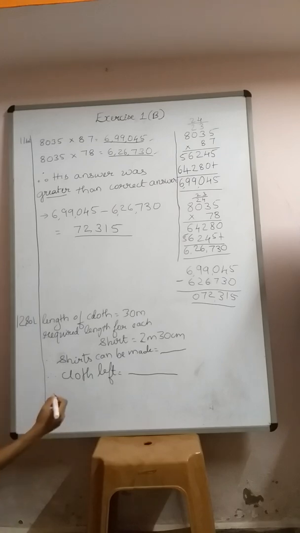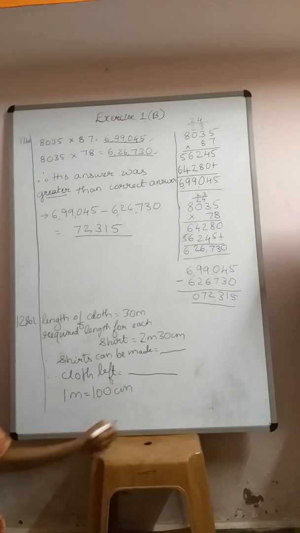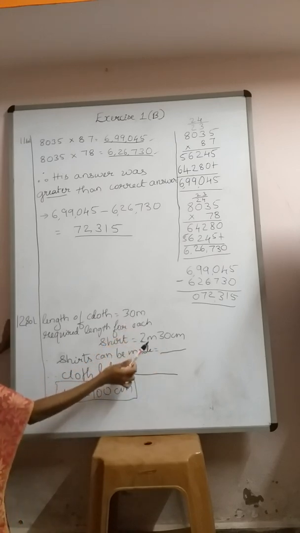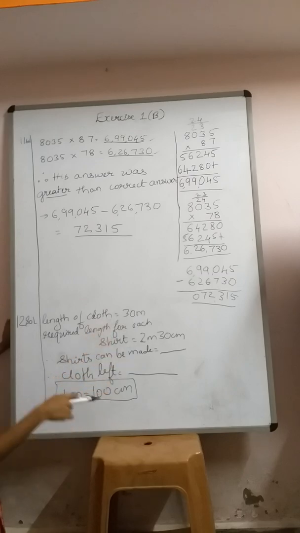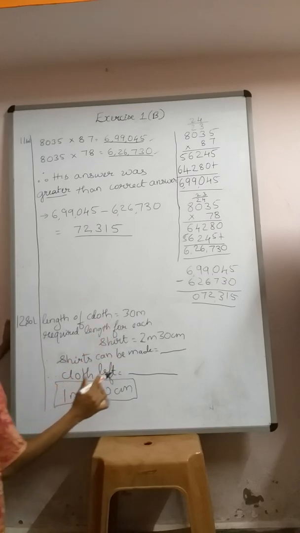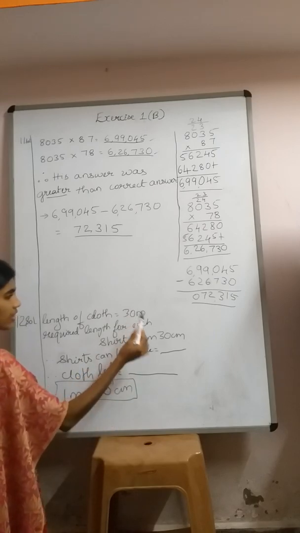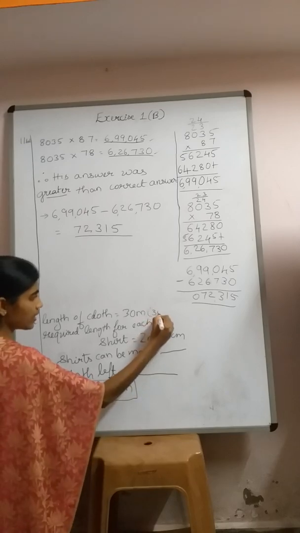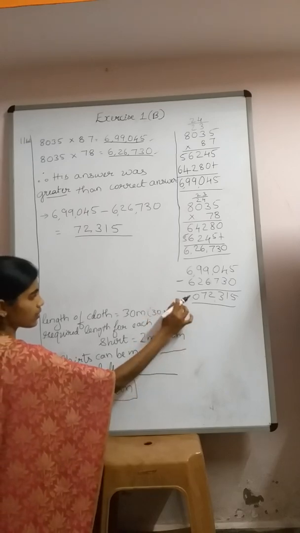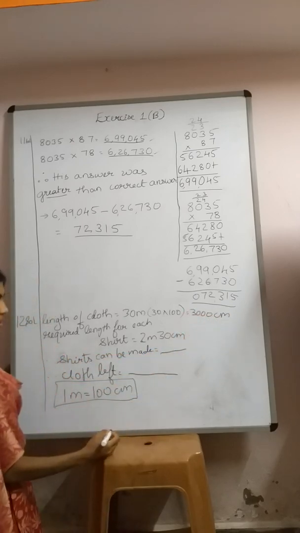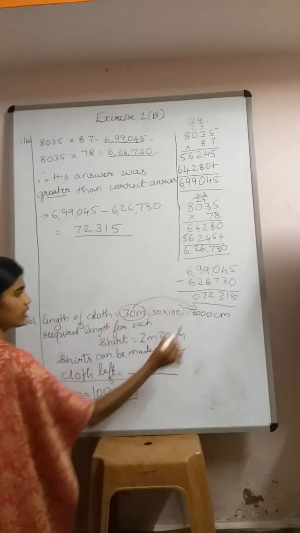Now, children, you know 1 meter equals to 100 centimeter. So you all know this. Now what we need to do? A centimeter is present here and meter is present here. We should convert the meter into centimeter. So 30 meter, if 1 meter is 100 centimeter, 30 into 100. So what is 30 into 100? Equals to 3000 centimeter. We have converted 30 meter to 3000.